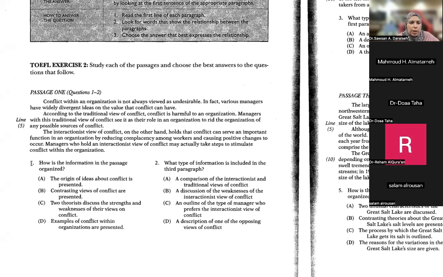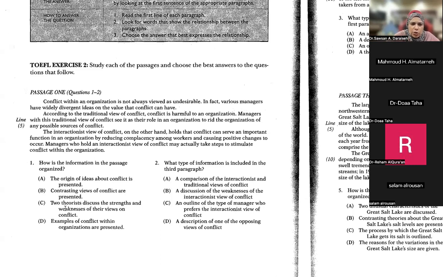Okay. So how is the information in the passage organized? The origin of ideas about conflict is presented. Is that what the content is? The origin of ideas? No. Okay, listen. Contrasting views of conflict are presented. Contrasting. Yes, I think so. Positive, negative. The positive first, the second, and third.